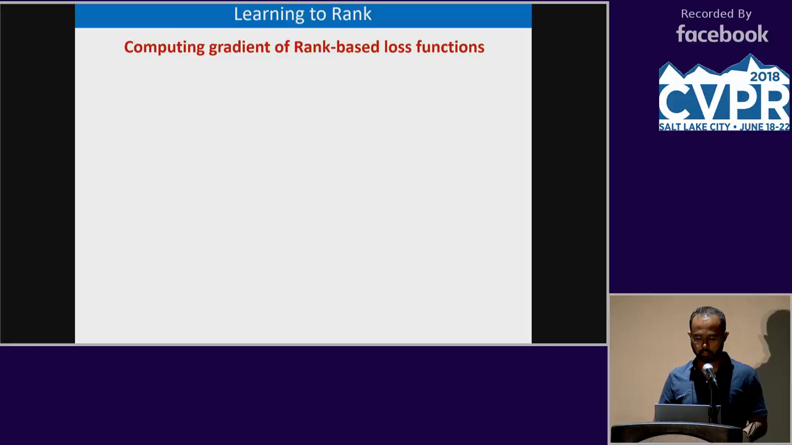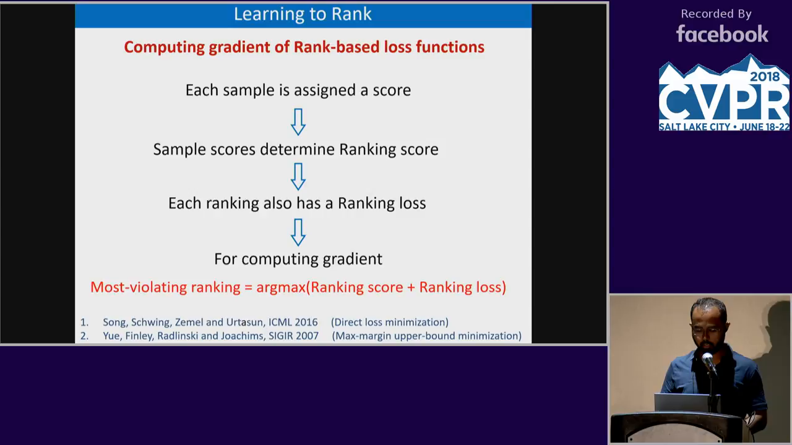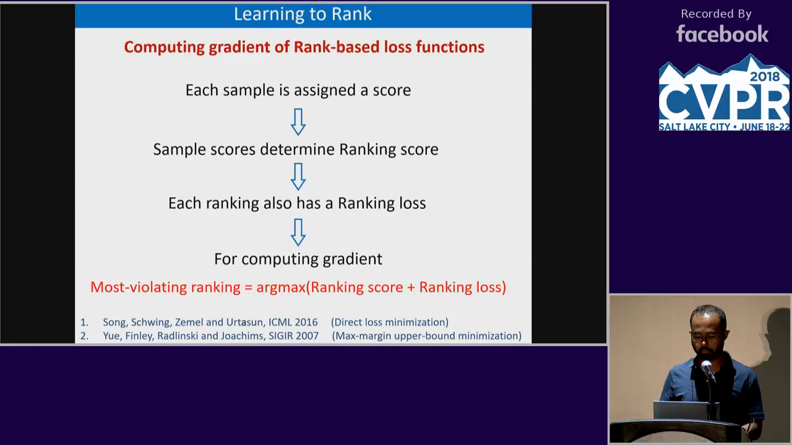This heavy additional computational time is generally because of the expensive gradient computation procedure involved, which goes as follows. First, you assign a score to each of the samples, and then the sample scores can determine a score for each of the candidate rankings. Each candidate ranking would also have a ranking loss value attached to it. For most popular optimization frameworks for optimizing rank-based loss functions, for example, when optimizing the max-margin upper bound to a loss or the positive version of the direct loss minimization framework, in order to compute the gradient, you have to solve an optimization problem which involves maximizing the summation of the ranking score and the ranking loss over all possible candidate rankings. So the most violating ranking is the optimal solution to this optimization problem, and computing the most violating ranking efficiently would allow you to compute the gradients efficiently.